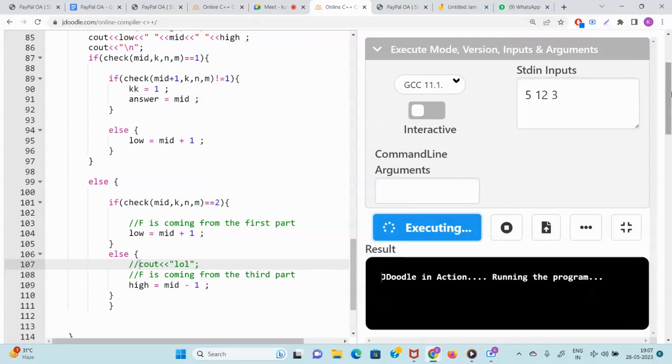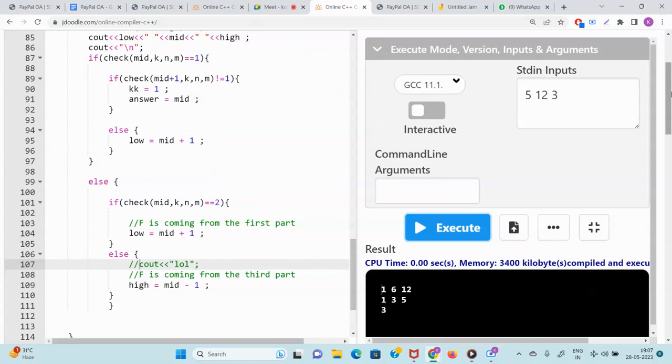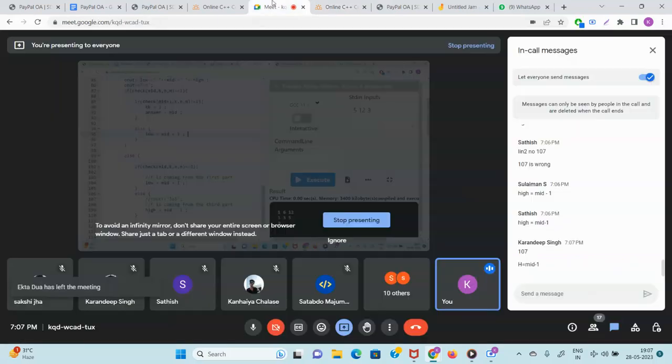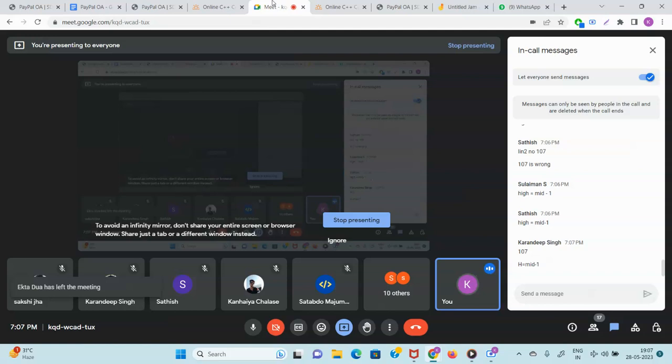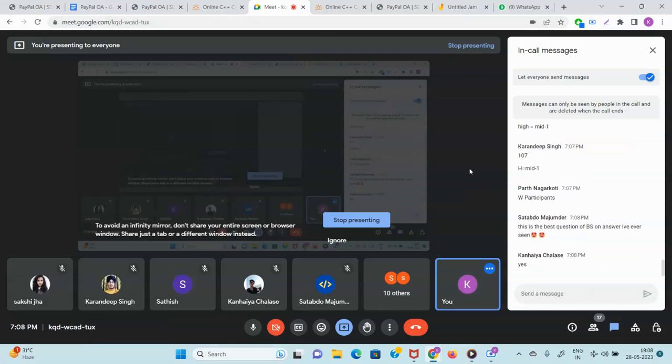See, now it is working. So 1 2 3. This is a very interesting problem. We'll put this in the second last session of the binary search course. Yeah guys, it is now working. I hope everything is clear to everyone. Right? Yes or no guys? React with emojis in the meeting. Everything clear to everyone, guys, right? Liked it? Yes, Satabdo, I know it is a very good question.